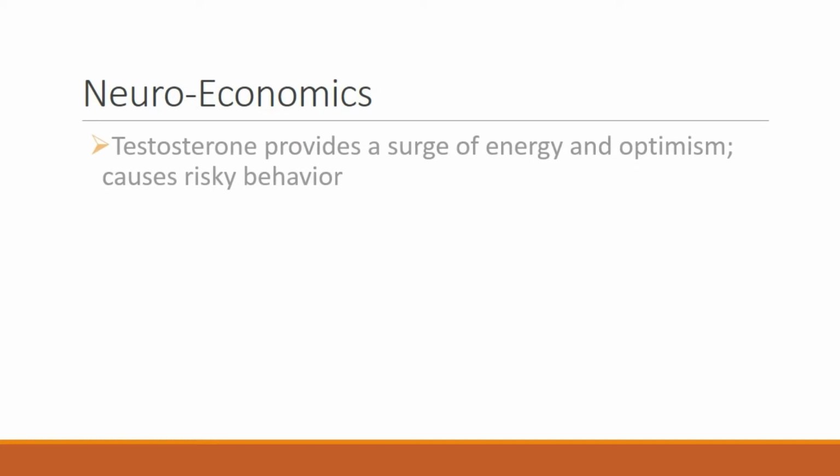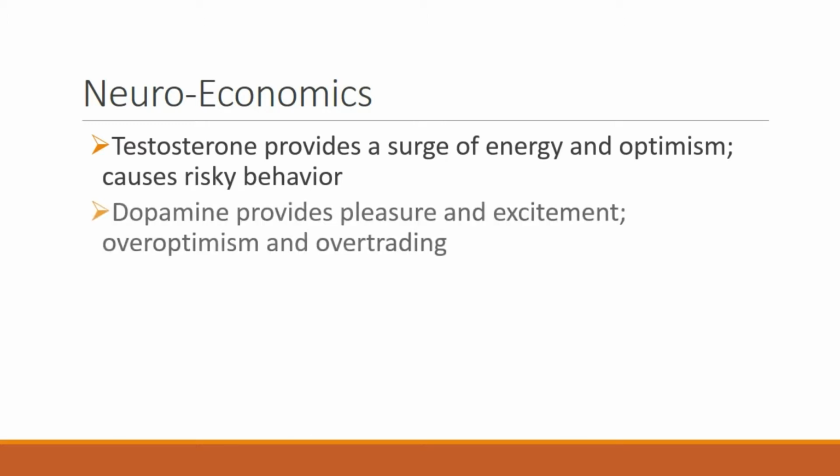Another area which has cast substantial light on financial decision making is neuroeconomics. Neuroeconomics deals with the chemicals produced by our body and by our brain in the course of making investment decisions. For example, testosterone is one such chemical. It provides a surge of energy and of optimism. However, in too large a dose, it can also cause over-optimism and lead us to take risky behavior without realizing how much risk we're assuming.